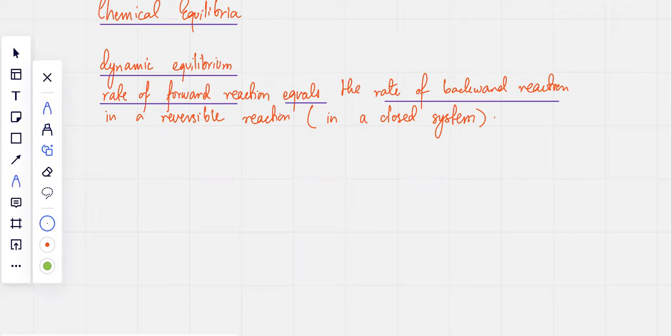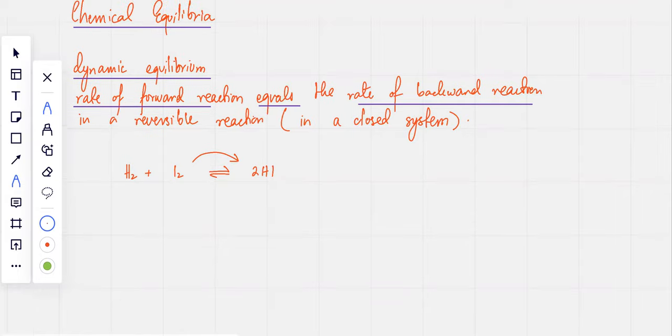So when you have a reaction going on, with H2 and I2 reacting, and equilibriums or reversible reactions are always represented by this double arrow, they're forming 2HI. So the rate of forward reaction, the speed with which the products are being formed, and the speed with which the products are decomposing, that speed is going to be equal. So that is what equilibrium is.